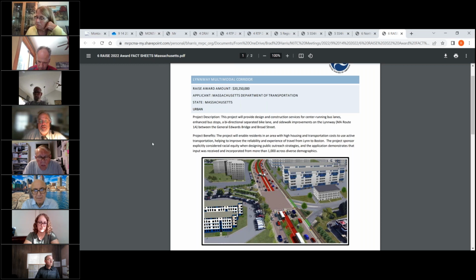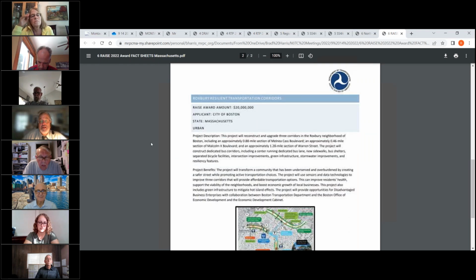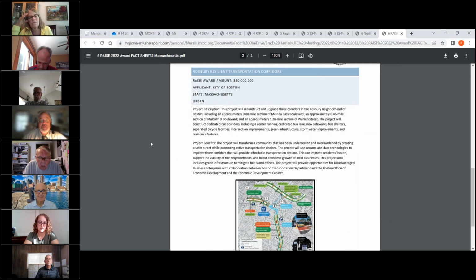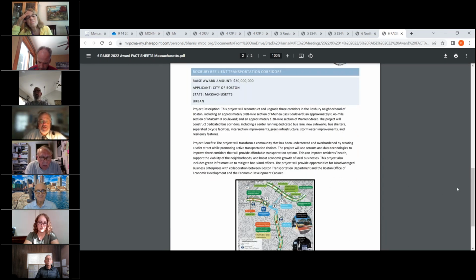We found out that there were only two projects in Massachusetts that were selected, and they're highlighted on the handout. One award is for $20,250,000 that went to MassDOT for the Lynnway Multimodal Corridor. And the second went to the City of Boston for $20 million for the Roxbury Resilient Transportation Corridors. So I think no real surprise there. All the money went east to the Boston area.